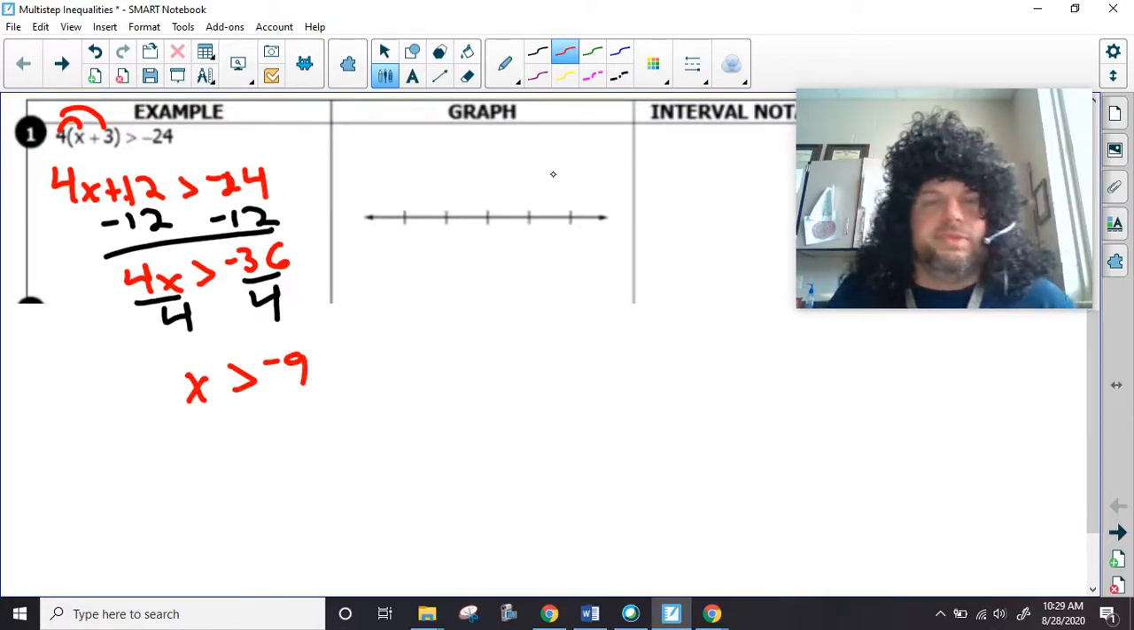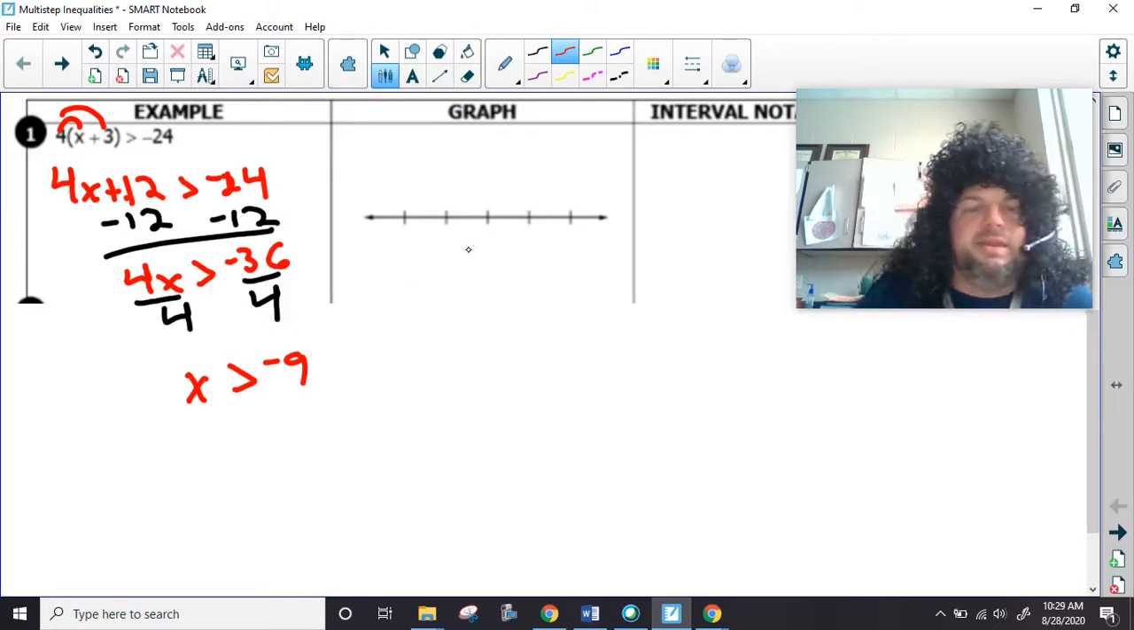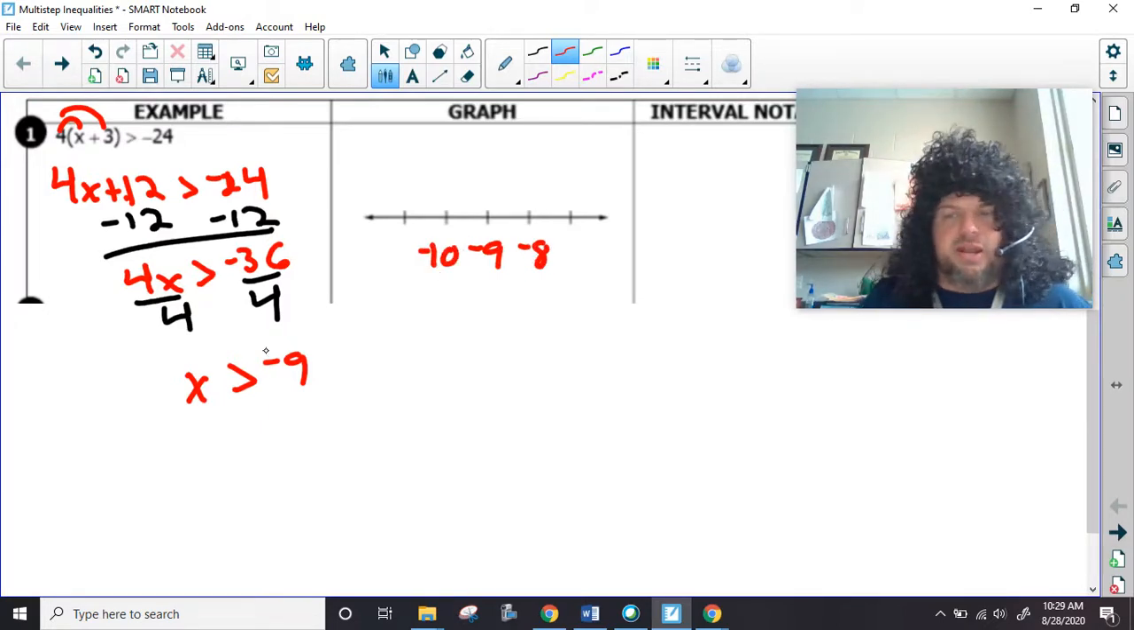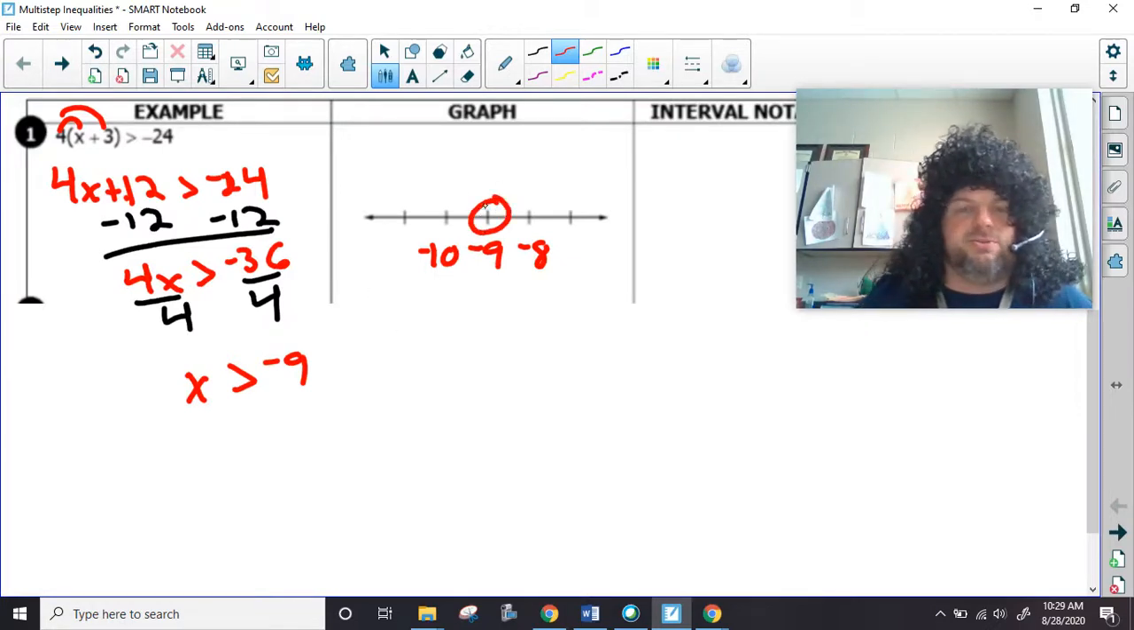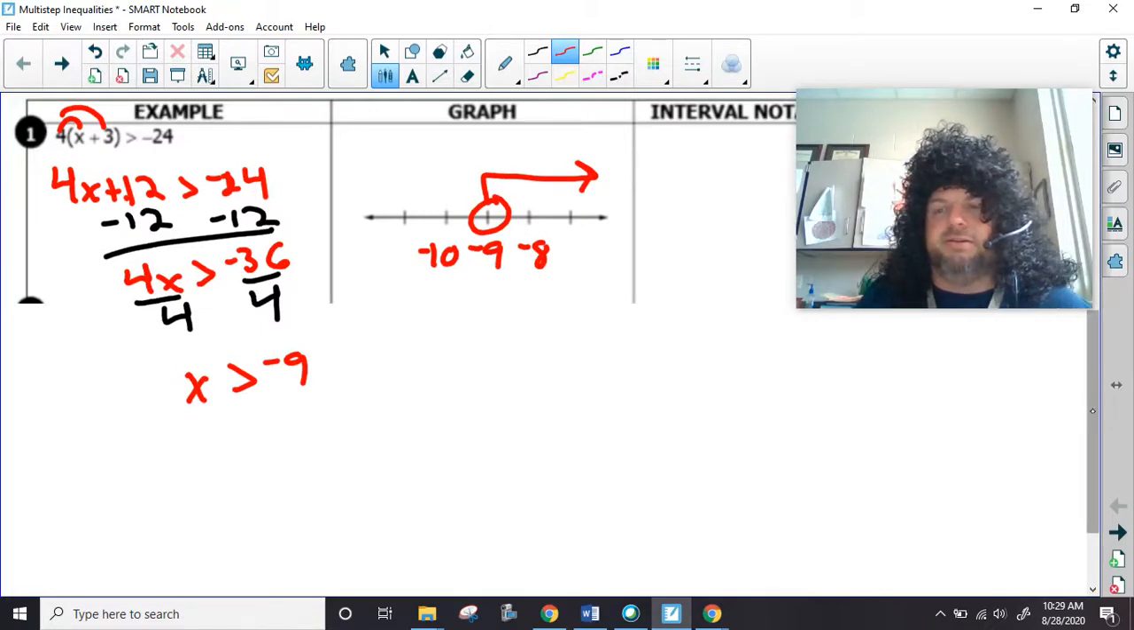All right, so for our graph, negative 9 would go here. This is negative 8, and this is negative 10. There's not a line underneath it, so it's an open circle. X is greater than, that means it goes all the way over here.